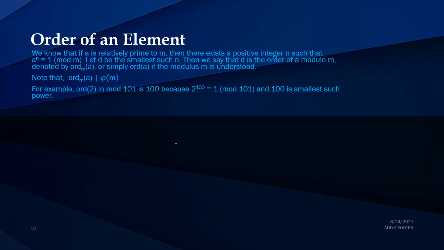Now let's move on to what we call the order of an element. So what this basically tells us is, let's take any positive integer a, and a is congruent to some remainder mod m, and let's take another number m.